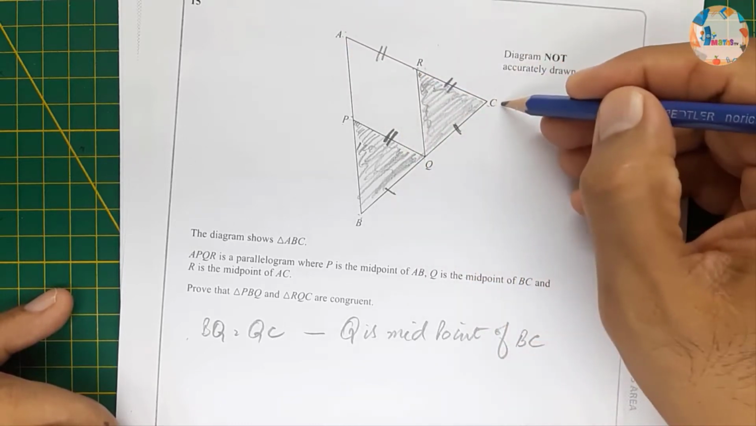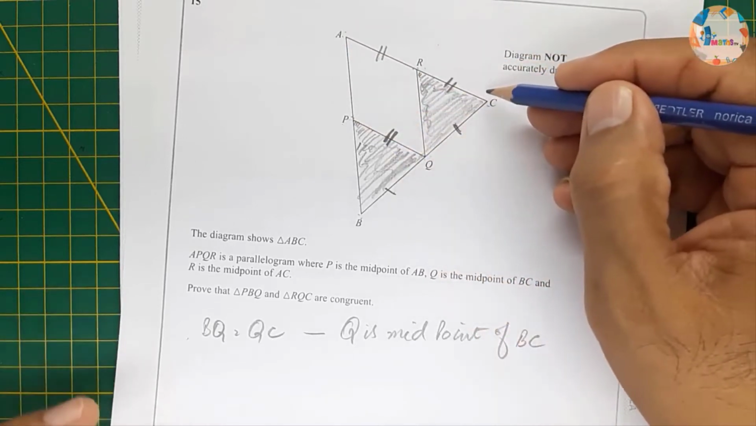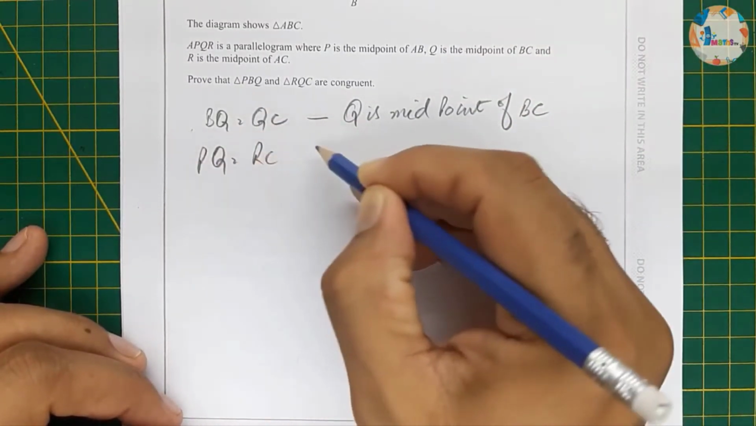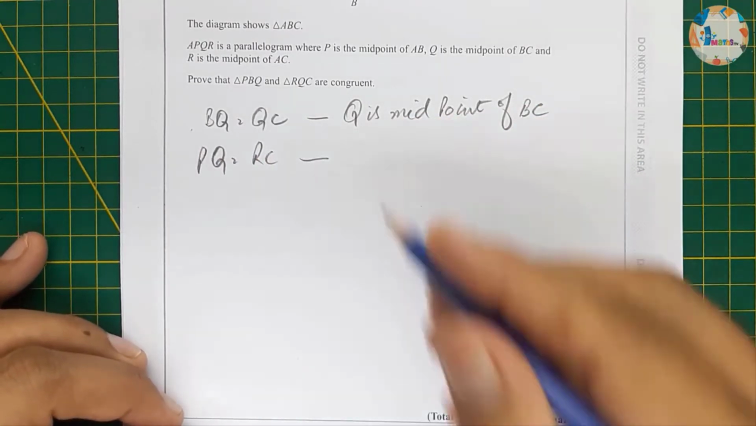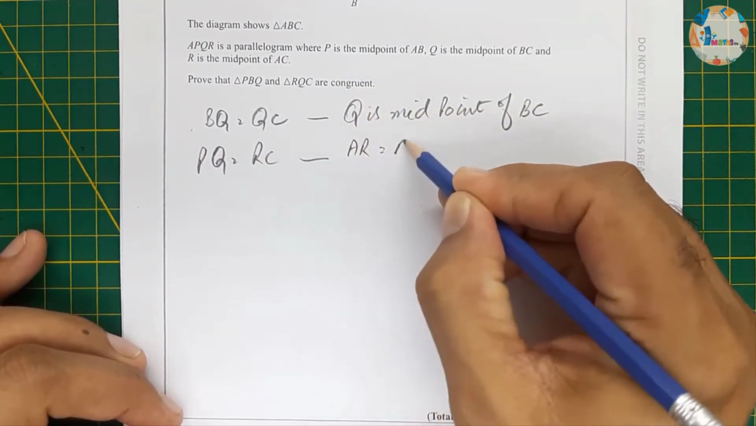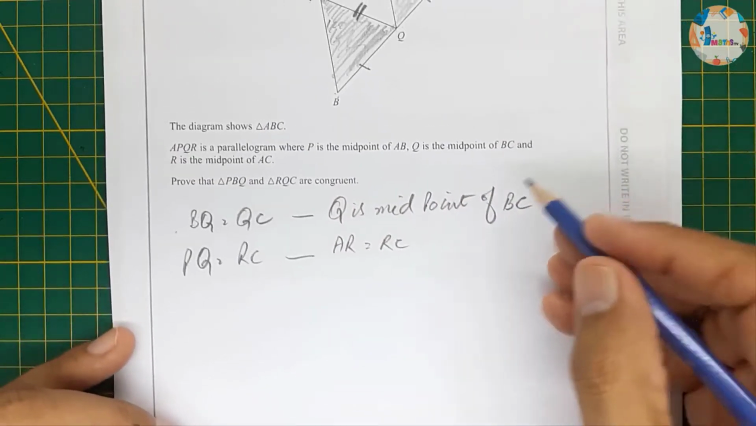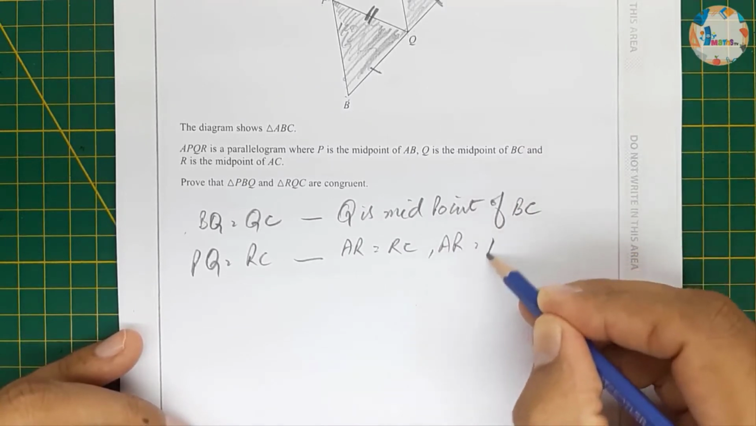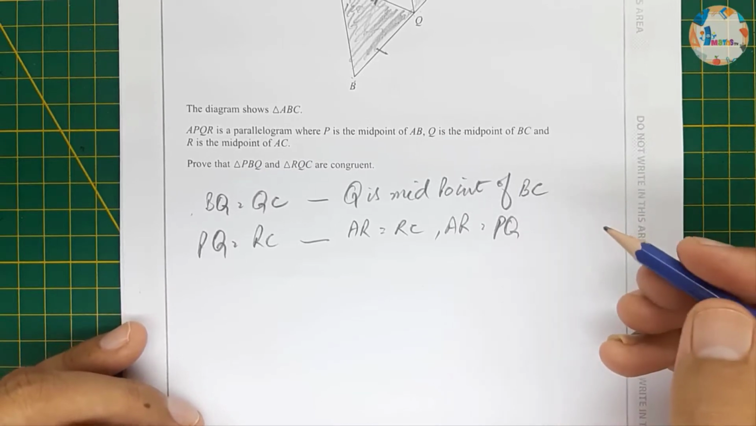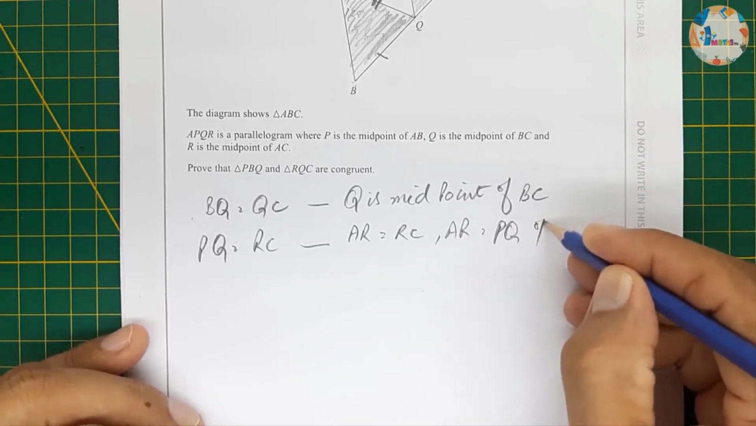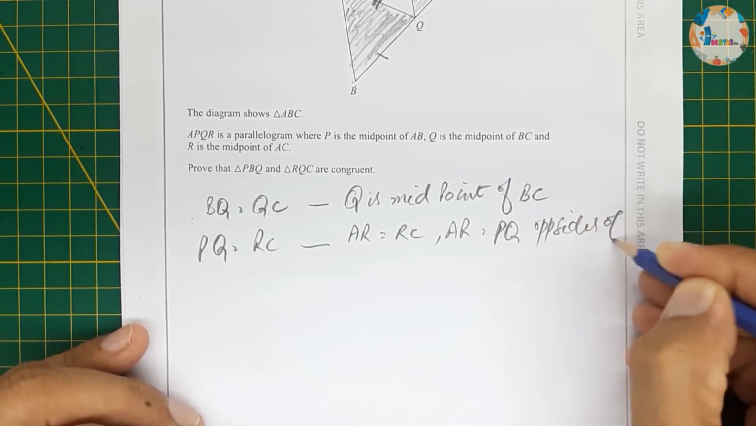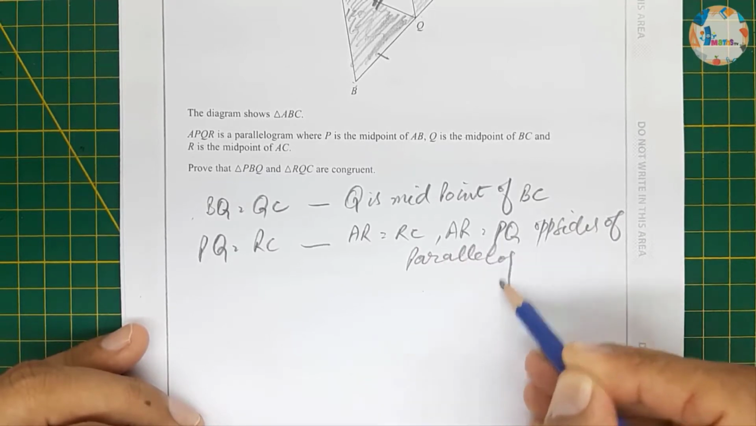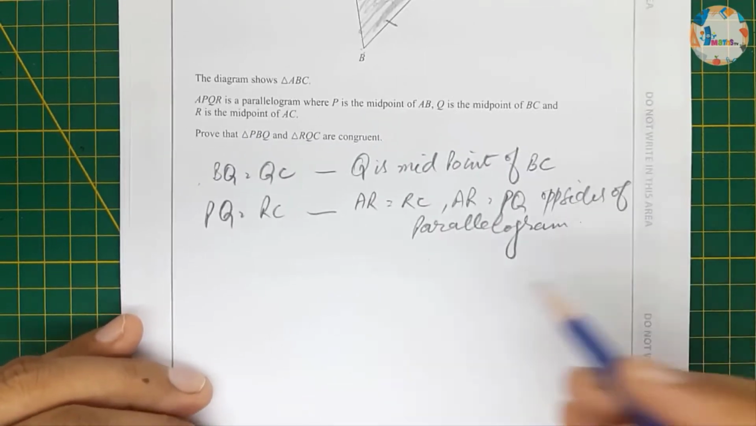And AR is equal to RC. So we can say PQ is equal to RC. So we will write here PQ is equal to RC, and AR is equal to PQ. And the reason is opposite sides of parallelogram. Now these 2 points are done.